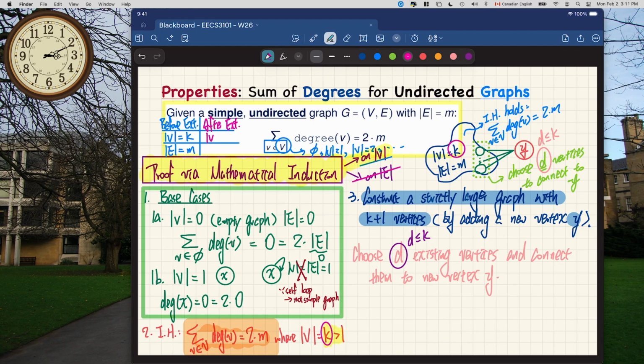You can say v plus 1, or you can say it's also k plus 1. Either way. And the plus 1 here is really the y that we have added, right?